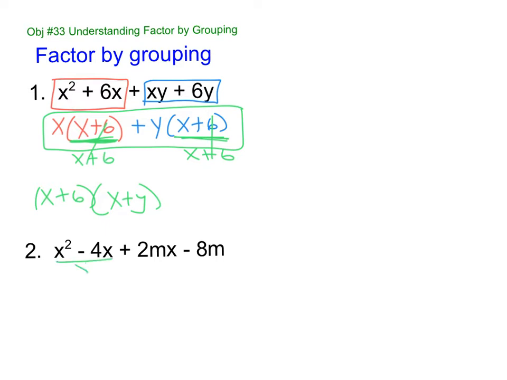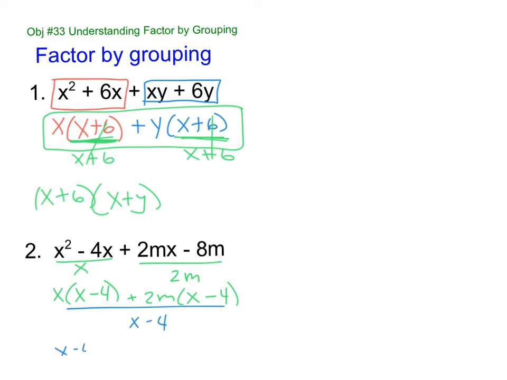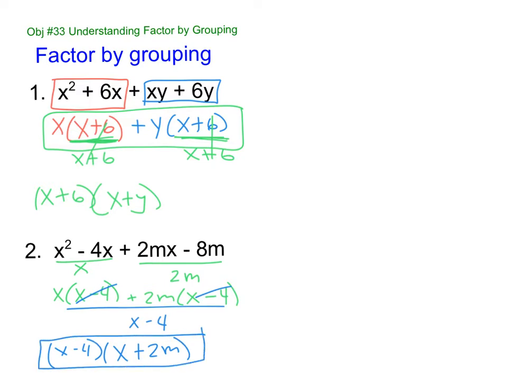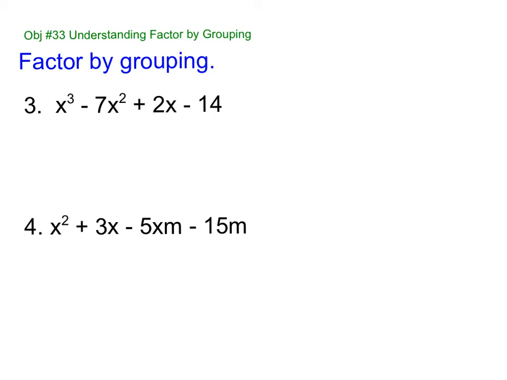My first 2, my GCF is x. And for the second two, my GCF is 2m, times x minus 4. So then I have a GCF of x minus 4. Those cancel out, leaving x plus 2m, and that is the answer. Okay, this is just the same thing. I want you to pause and try these on your own.